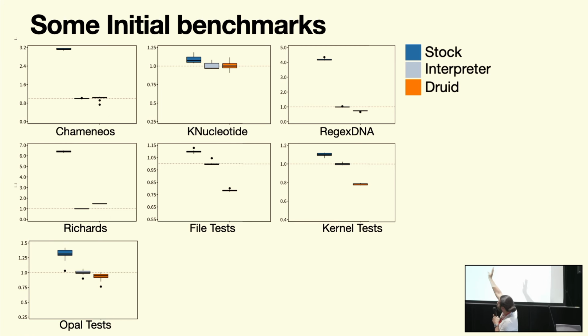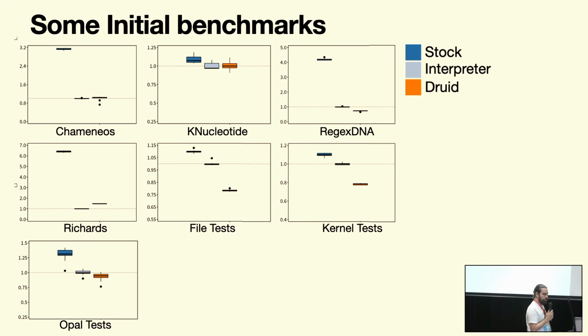In blue, so on the left, we have the production VM. So we call it the stock VM, the one that you download from the internet. Then we have the interpreter in the second box. And the third one is Druid, the thing that we auto-generate. Yes? And we would expect that what we generated, since we are having a JIT compiler support, should be faster than the interpreter, right? At least, because we put a lot of effort on that.